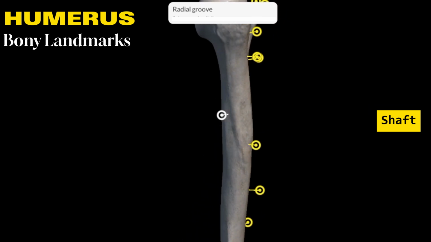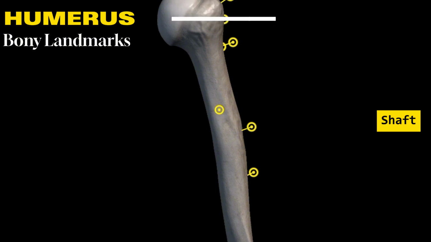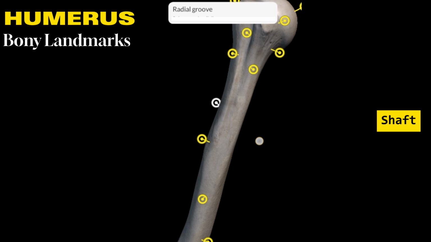Behind deltoid tuberosity is radial groove. This groove provides protection to radial nerve. If any injury occurs here, it will cause radial nerve palsy.